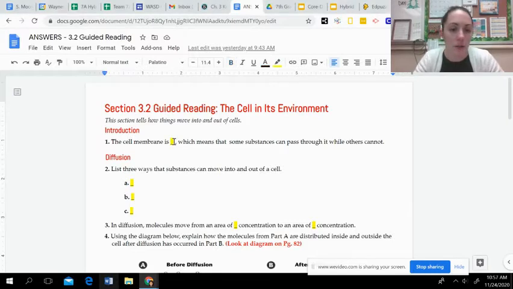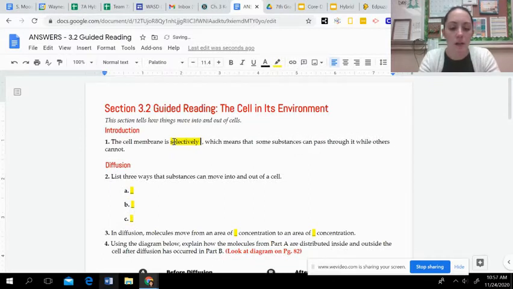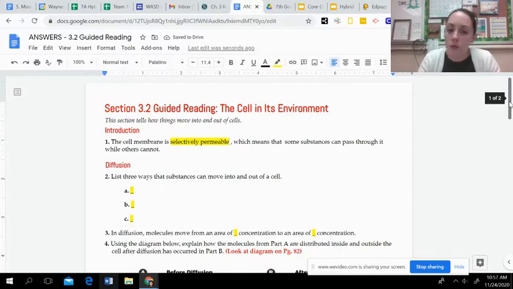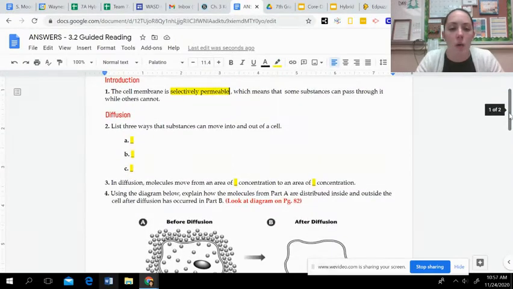So our first question is, the cell membrane is blank, which means that some substances can pass through it while others cannot. This should be selectively permeable. Okay, so that's selective. It decides what can go through, what cannot. It helps prevent harmful materials, or if something's really, really big, it won't be able to get through.